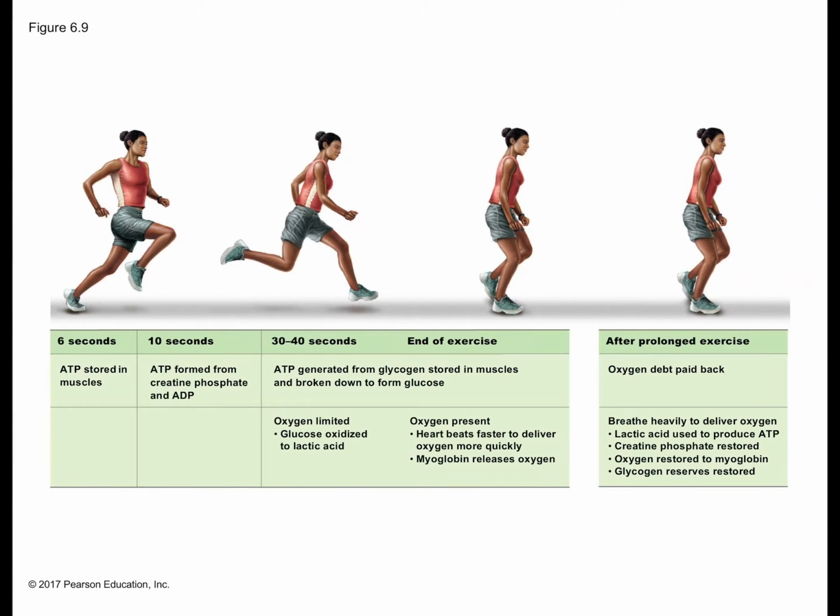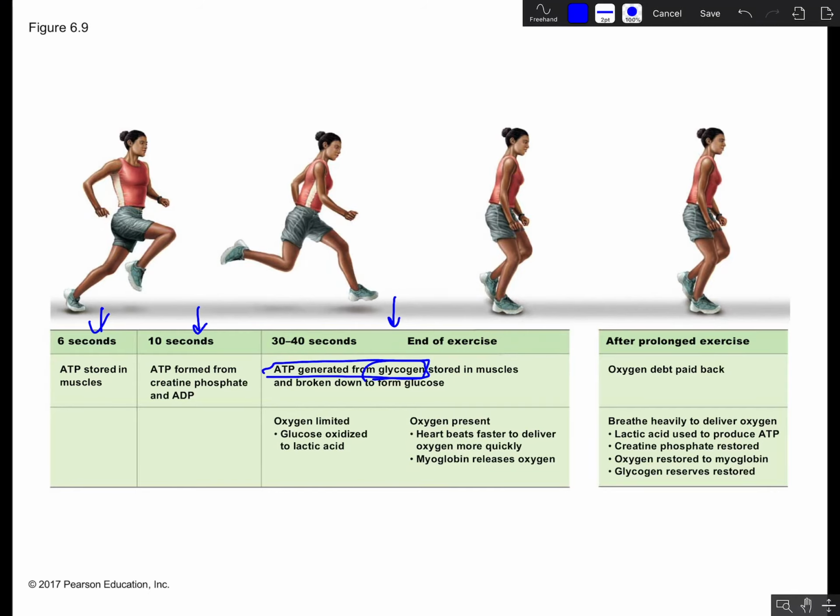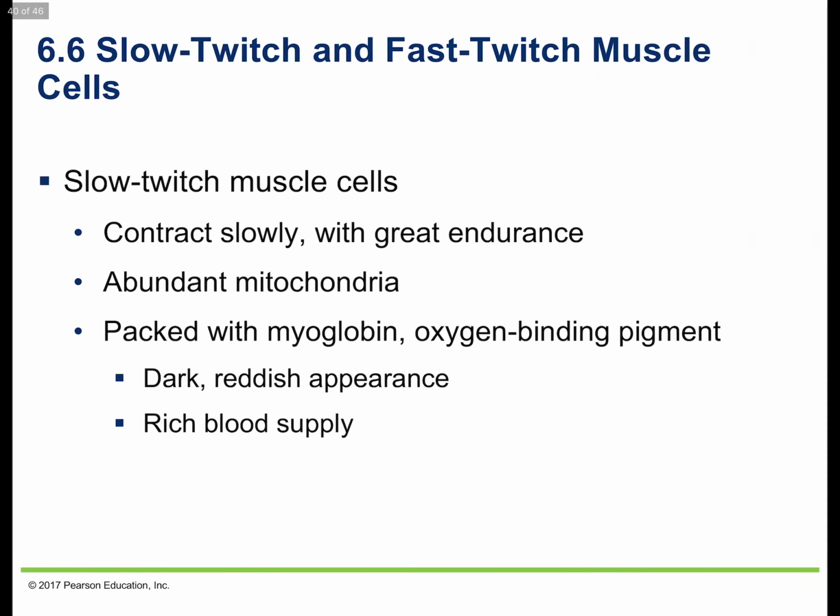And you can see here over time when someone's running, we've got ATP that's stored here in the beginning, the quick 6 seconds. You can see ATP from creatine phosphate and ADP. You can see ATP that's generated from glycogen. Glycogen is the storage form of glucose, so we do store glucose in our muscle cells. And you can see that ATP is generated from that stored glucose. And then there is some oxygen replenishment after the exercise.